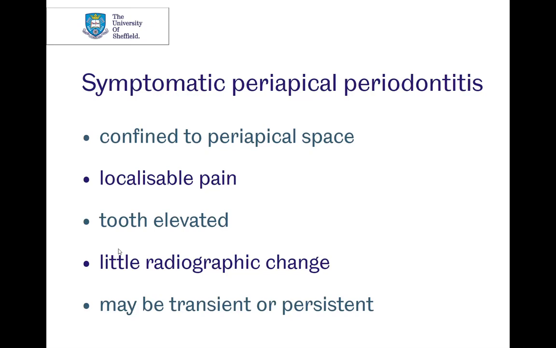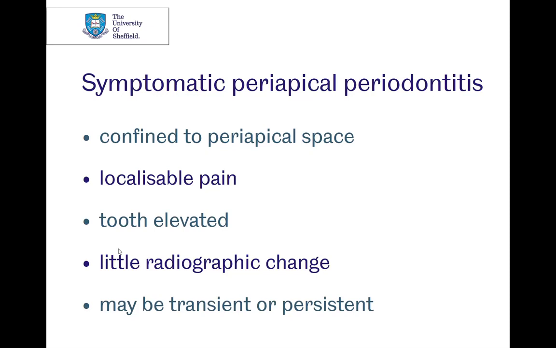And of course, these can be transient or persistent depending on the cause. If it's just a single blow to a tooth, it may resolve and really be nothing further. But if it's related to caries and pulpitis, pulp death, and the necrotic pulp is still in place, well then there's a continual drive to periapical periodontitis, and it can be persistent.